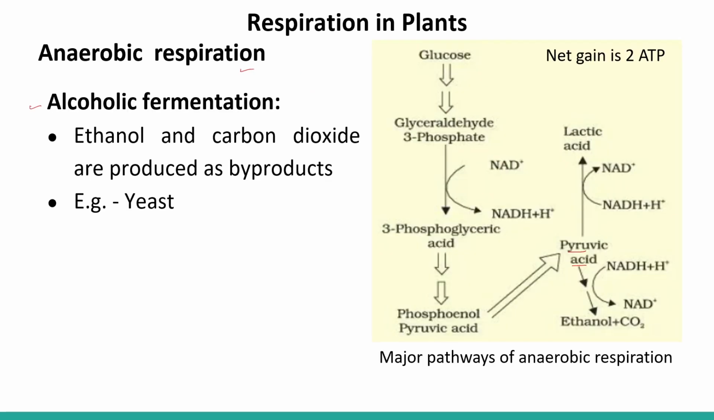Now coming back to alcoholic fermentation. So the pyruvate which is produced is finally converted into ethanol and carbon dioxide during alcoholic fermentation. So ethanol and carbon dioxide are produced as byproducts during alcoholic fermentation. And an example of an organism where alcoholic fermentation is seen is yeast. What is yeast? Yeast is a unicellular, it is an exception, it is a unicellular eukaryote.